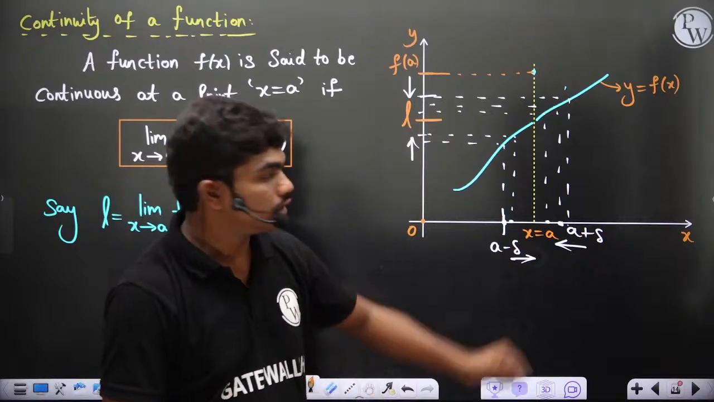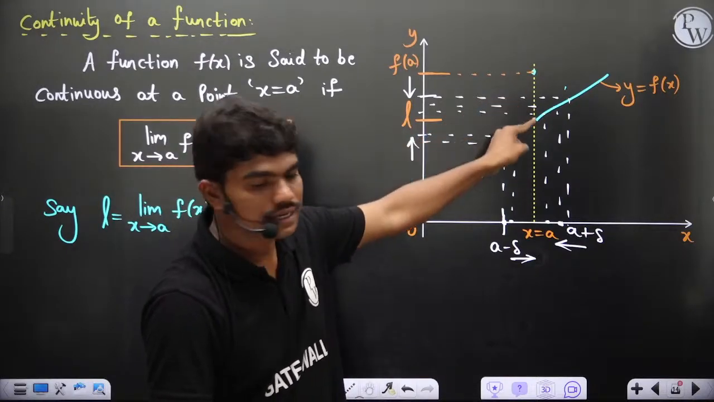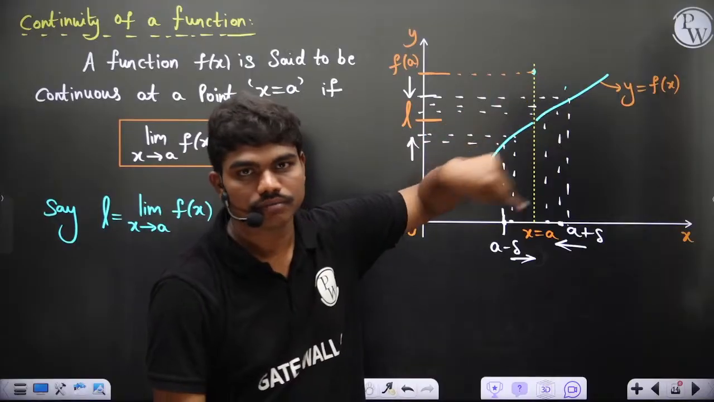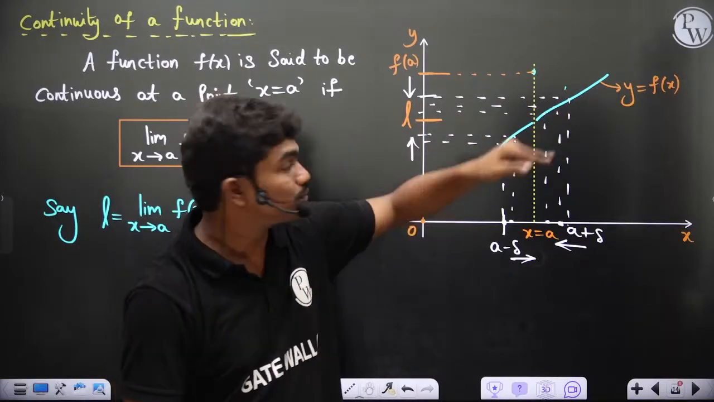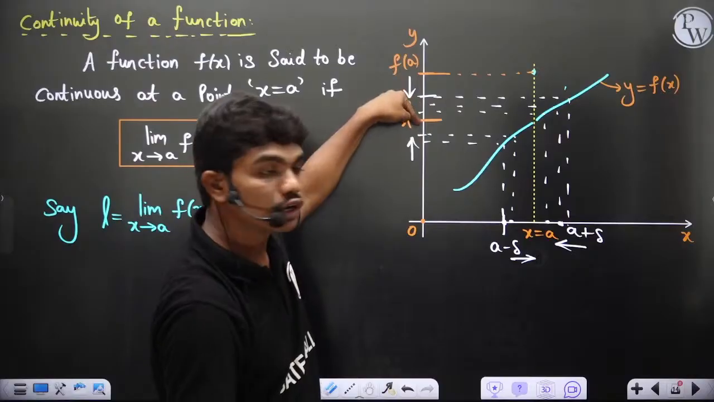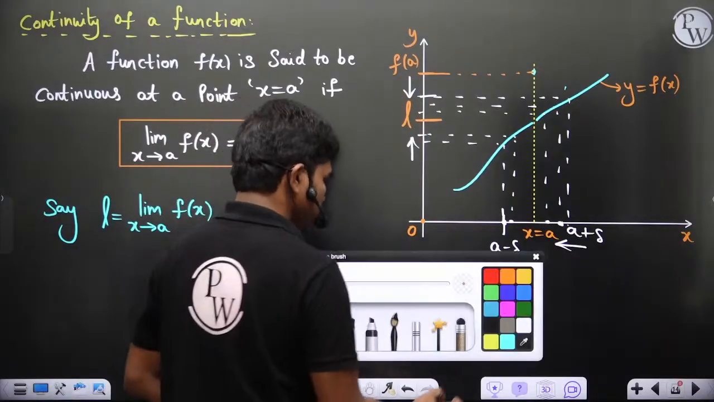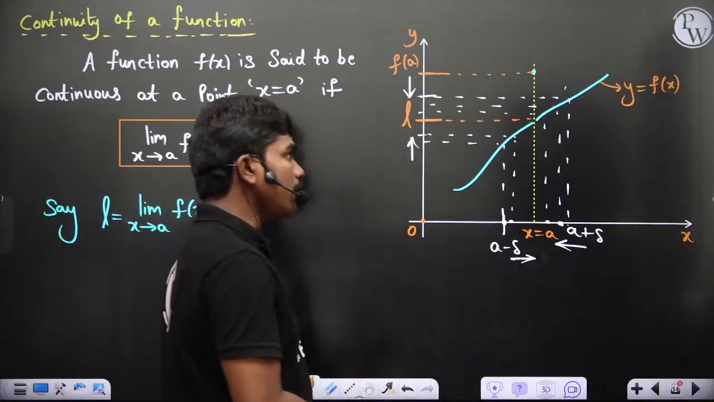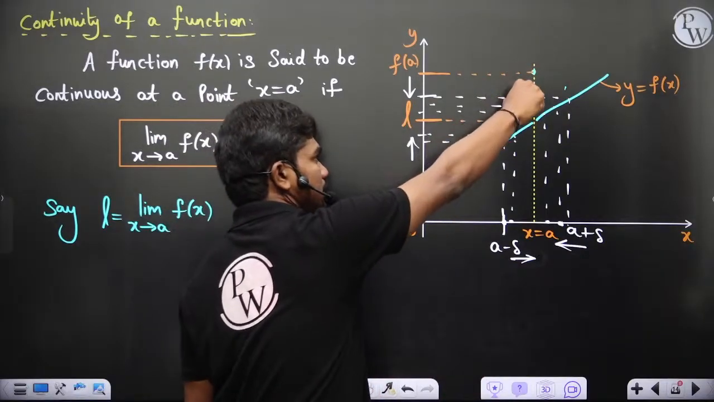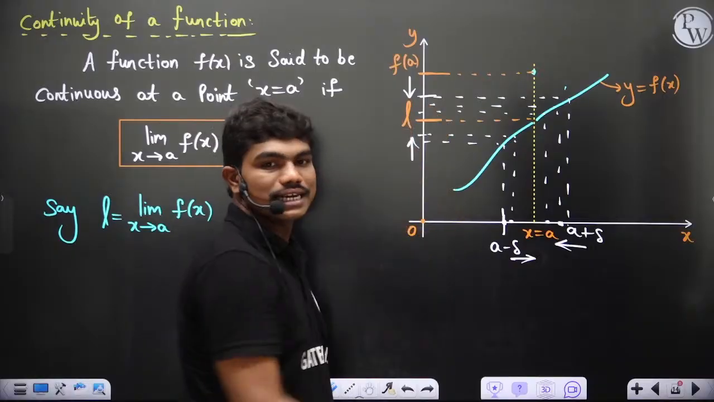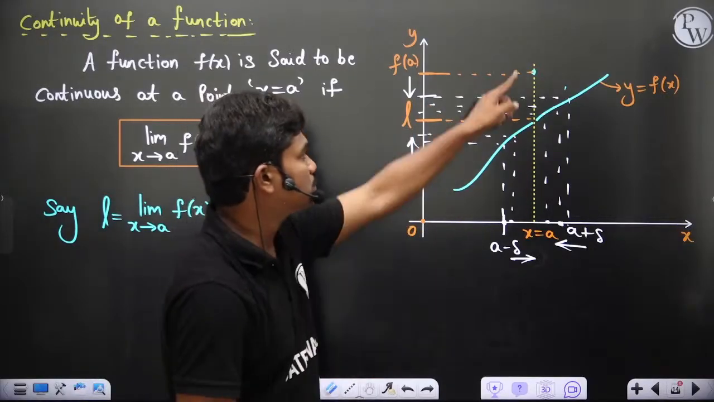Correct? If this point comes and settles here, then at this point x equal to a, this function becomes smooth in this region. What is the physical meaning of this point coming and settling here? This f of a is getting equal to L. Yes, correct? Because if this is L, then the point physically comes from here. That means f of a coming and exactly settling on L will make this point come and settle here.